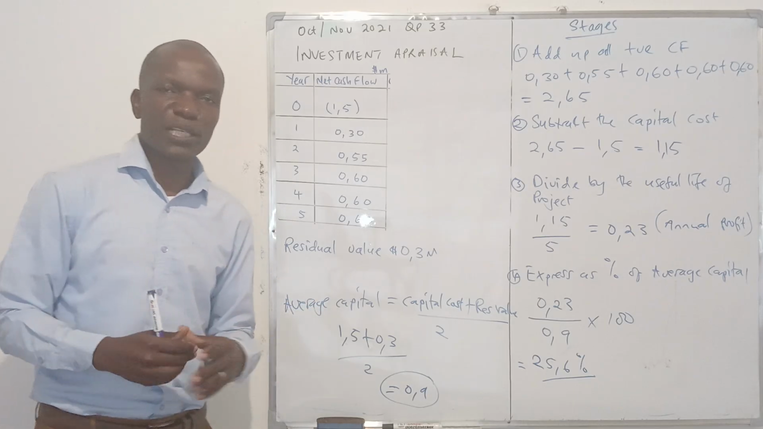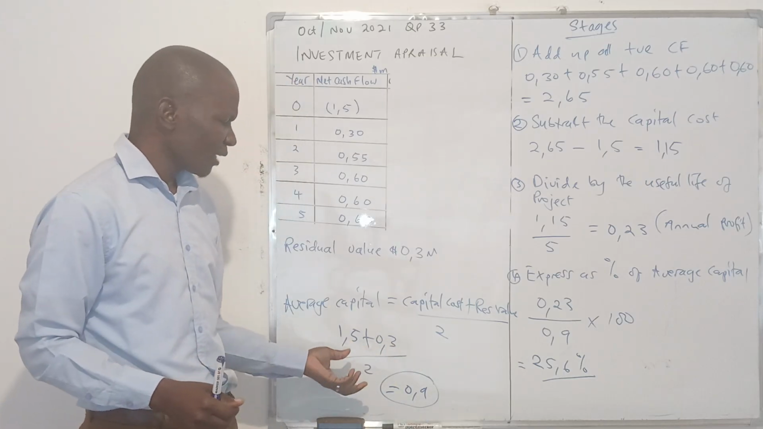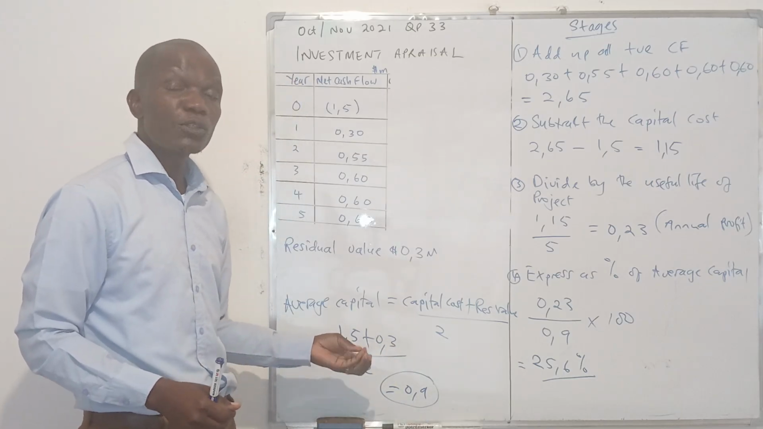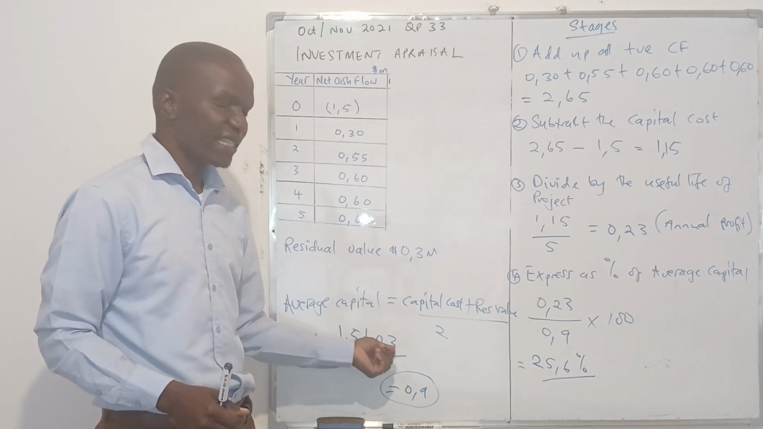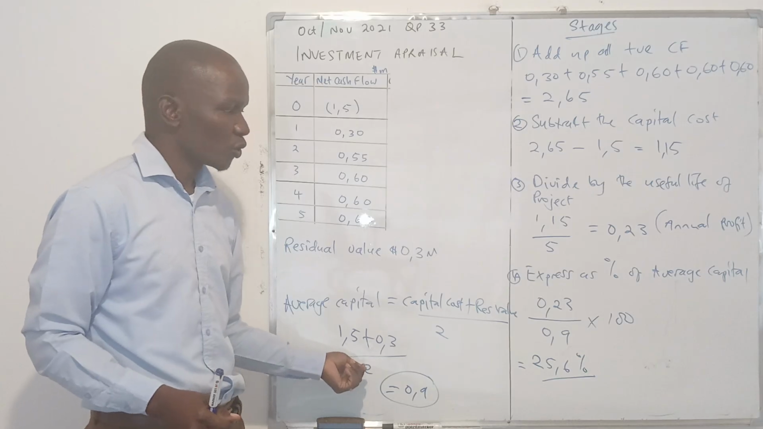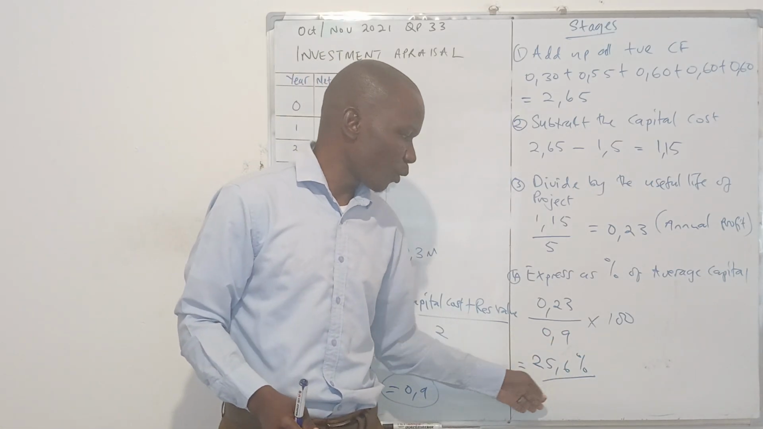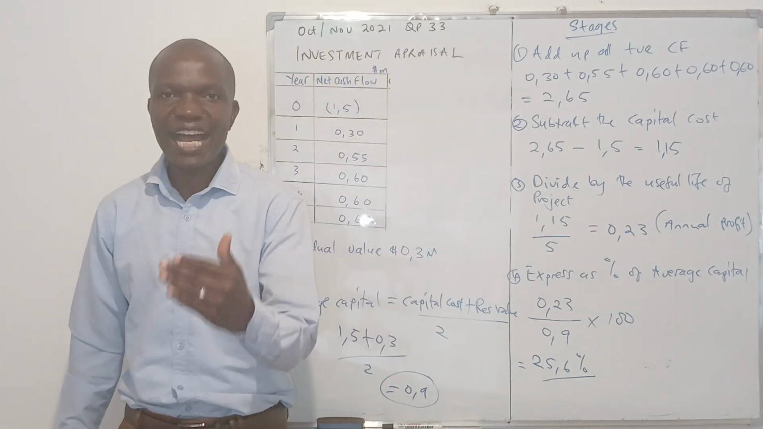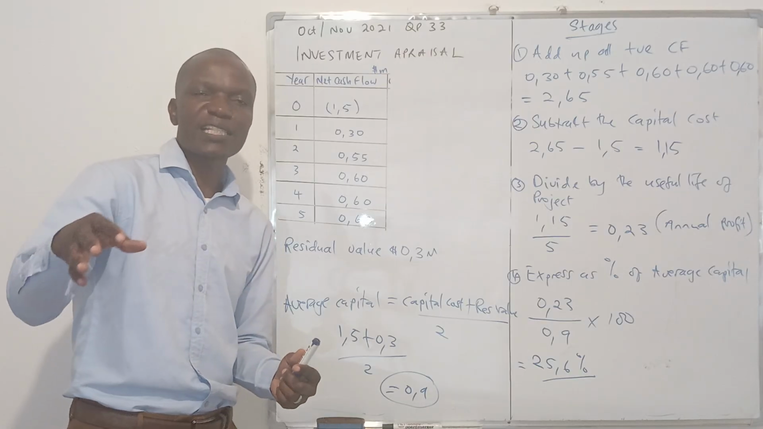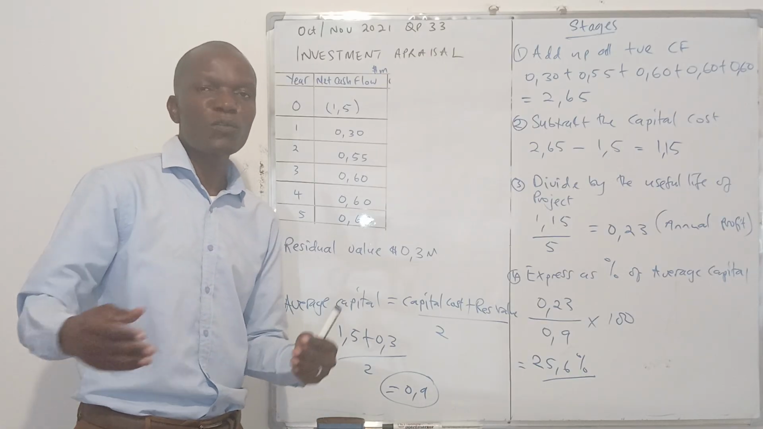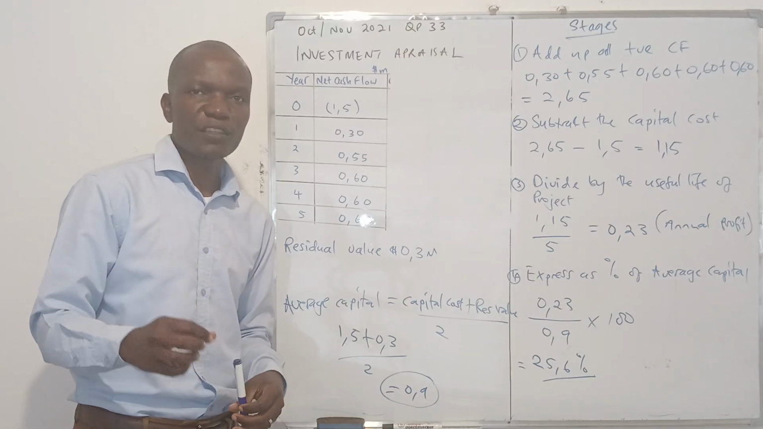One mistake that many students make is when calculating the average capital. Don't forget to add the invested capital plus the residual value and divide by 2 to get this average capital invested, so that you can have your ARR. The higher the ARR, the better. Some businesses say they only accept projects that have an ARR of so much. So you can use this to compare between projects and choose the best project.